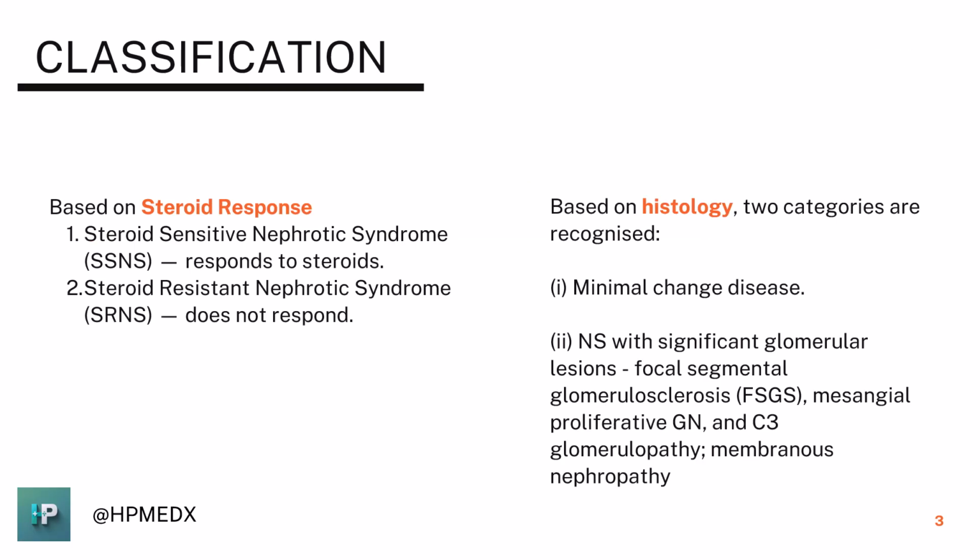And then classification. Here it is classified based on different criteria. At first, let's see based on steroid response. It is classified as steroid sensitive and steroid resistant nephrotic syndrome. And then based on histology, it is classified as minimal change disease and nephrotic syndrome with significant glomerular lesion, which includes focal segmental glomerulosclerosis, mesangial proliferative, C3 glomerulopathy, membranous nephropathy.